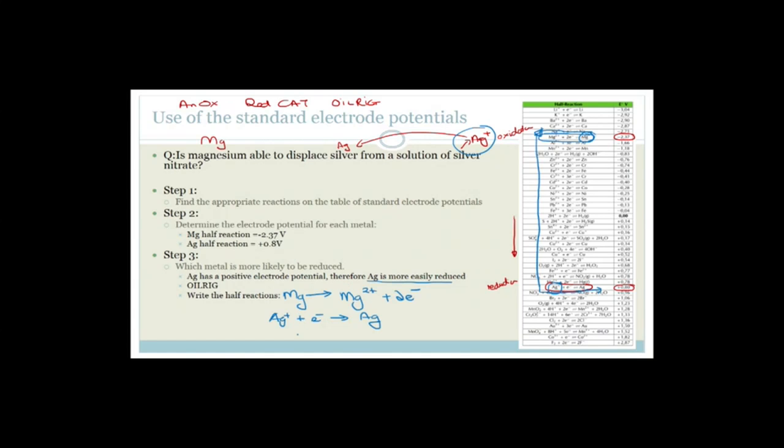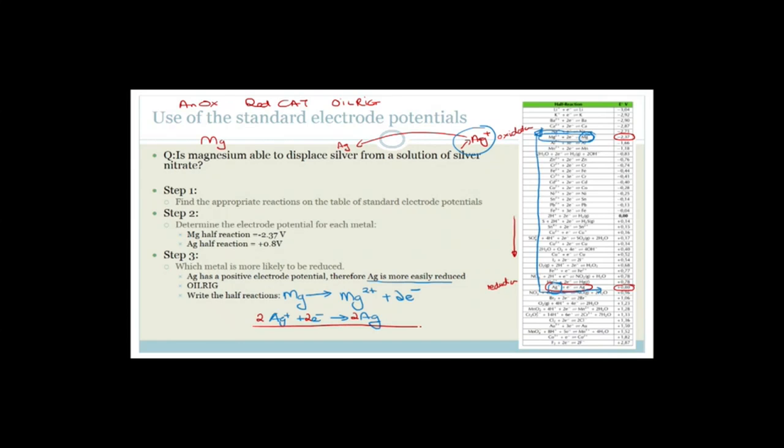But in order to do that, we need to balance the electrons. Do you see that here magnesium is giving off 2 electrons? This reaction is only using up 1 electron. So in order to balance this equation, we have to make these electrons be equal. So I'm going to multiply this by 2.